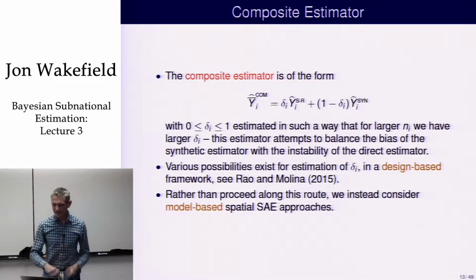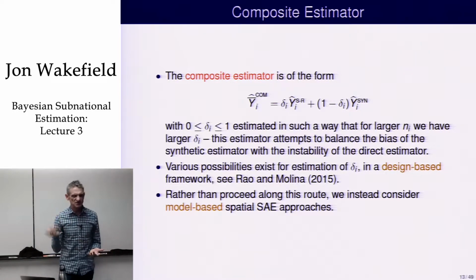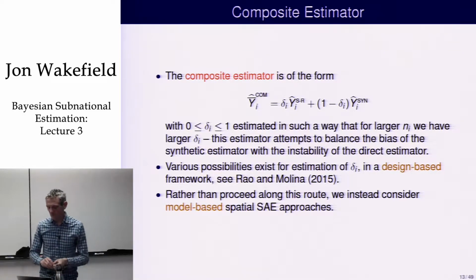And there's various ways that are described for estimating this delta_i in a design-based framework, but we're going to proceed in a different route. Bayesian estimators are often weighted estimators between some kind of global and some kind of local trends. And so that's what we're going to do, but we're going to do that under a full model-based approach.